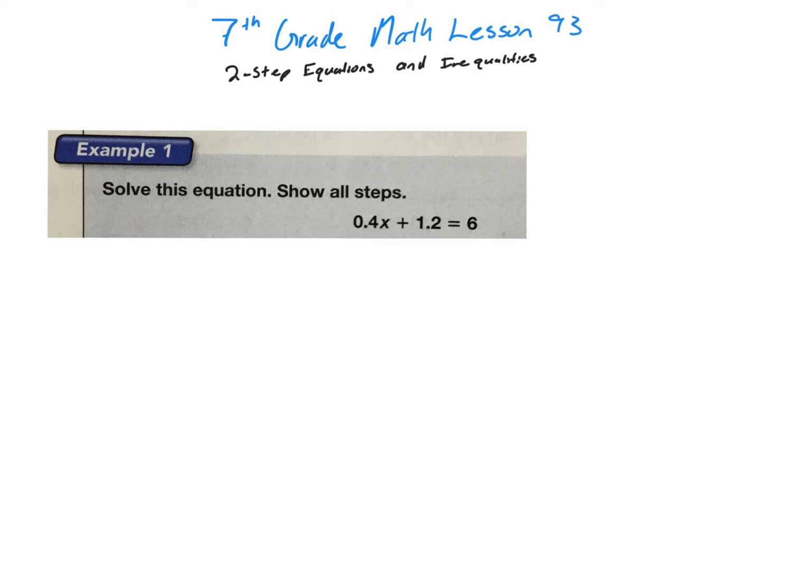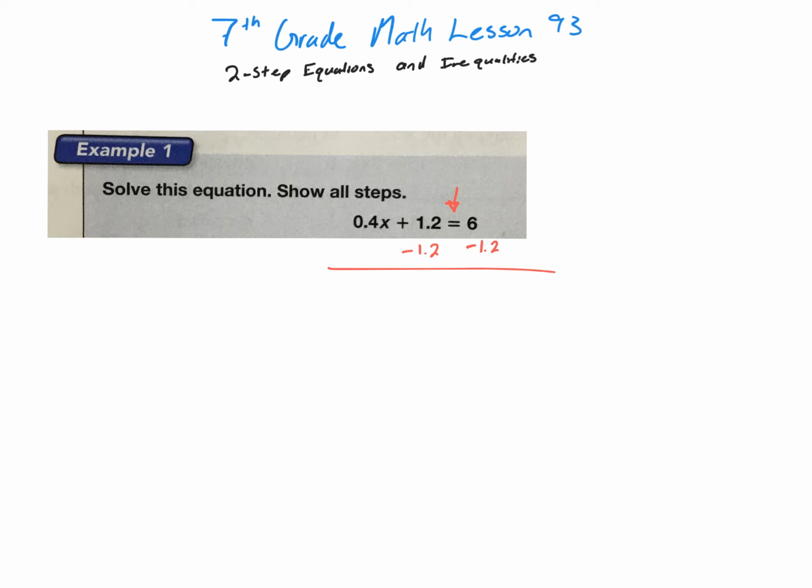Because this is a positive 1.2x, I'm going to do the opposite. I'm going to subtract 1.2, or I'm going to add a negative 1.2. That way whenever I combine these two things together, they'll go to 0. But if I'm going to keep this scale, if I'm going to keep this equal, what I do to one side, I must also do to the other, so minus 1.2 over here.